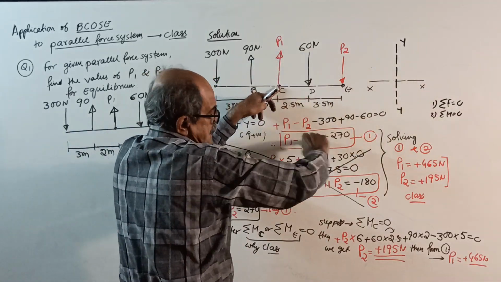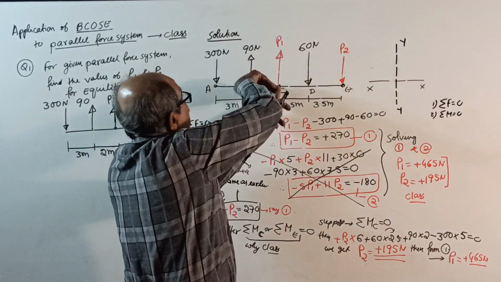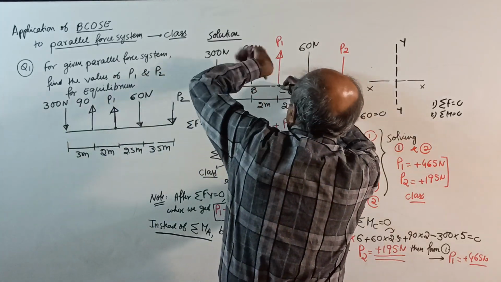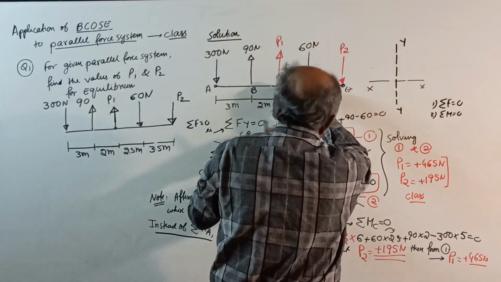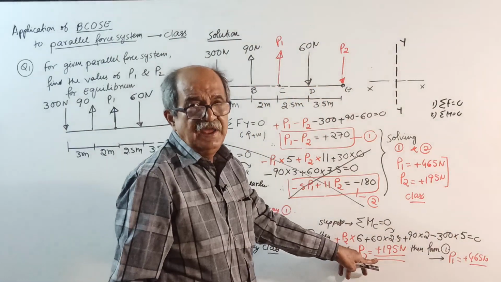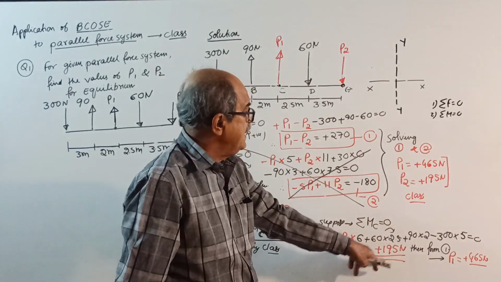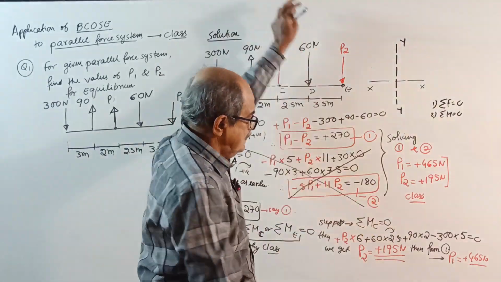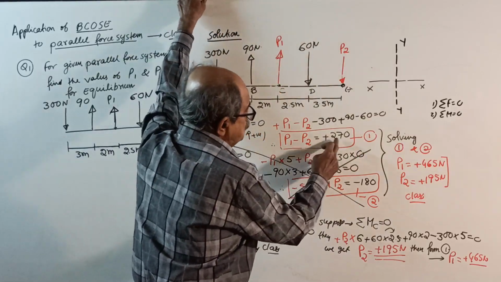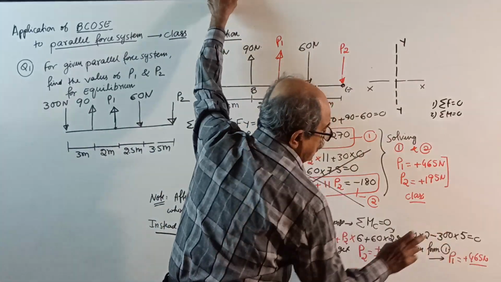60 into 2.5, clockwise. Plus 90 into 2, clockwise. Minus 300 into 5 equal to 0. Directly you will get P2. I calculated, P2 came 195. Same answer. Then substitute in equation 1, P1 minus P2 is 270. You get P1 equal to 465.